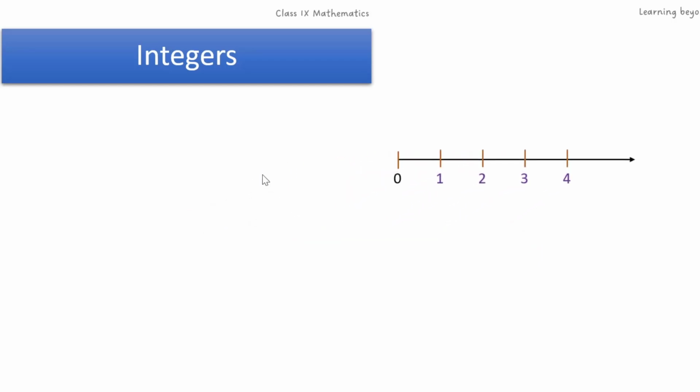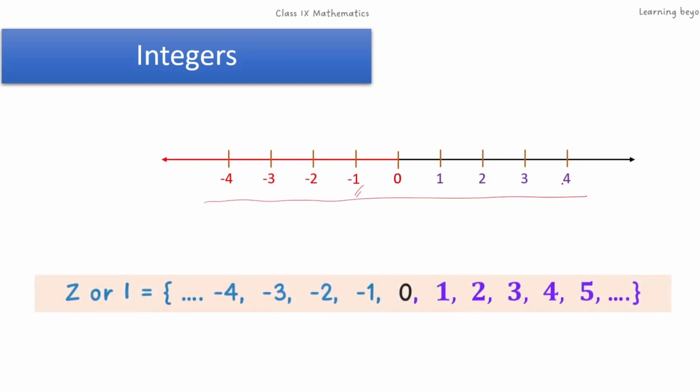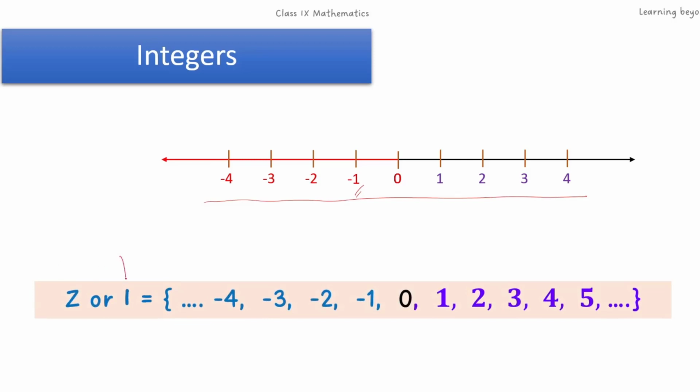So if we include the negative numbers, then this set of numbers will be called the set of integers, and this is represented by letter I or letter Z. So I is the set of all integers.